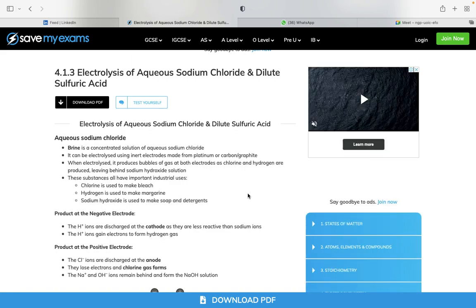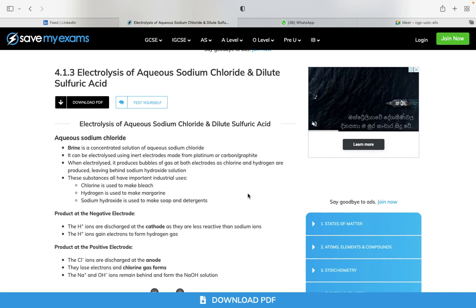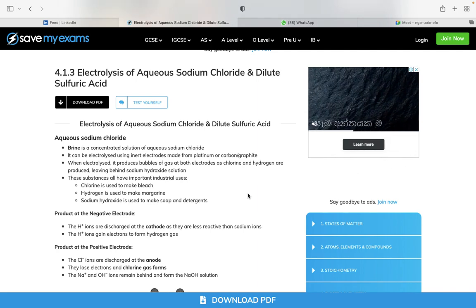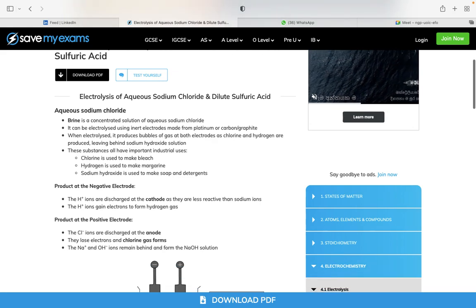Yes, today we have another section of electrolysis. These sections talk about electrolysis of aqueous sodium chloride and dilute sulfuric acid. Now let's take a look at the first part of it, which is the electrolysis of aqueous sodium chloride.